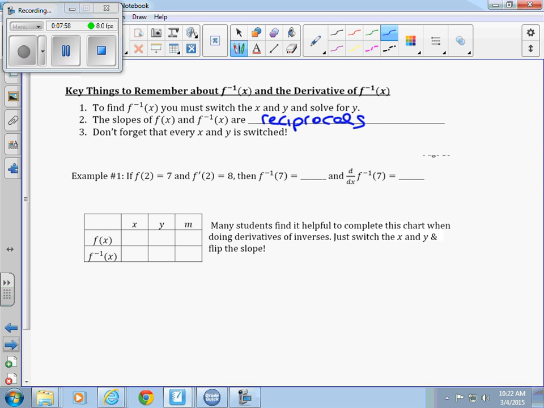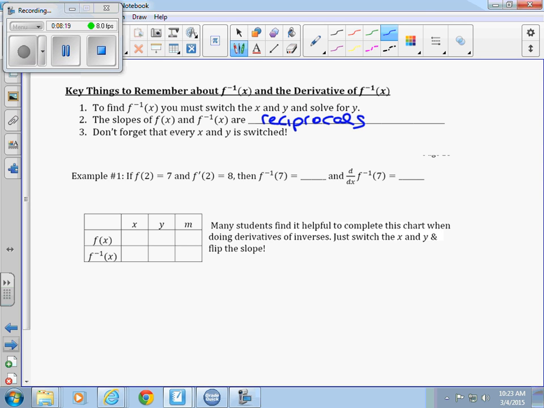So this is an AP style question on derivatives of inverse functions. I know that derivatives of inverse functions are reciprocals. It says if f of 2 is 7 and f prime of 2 is 8, then what is f inverse of 7 and what is the derivative of f inverse of 7?